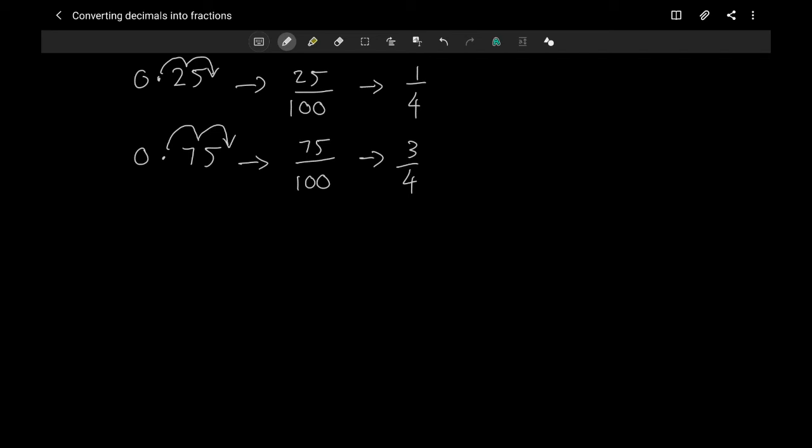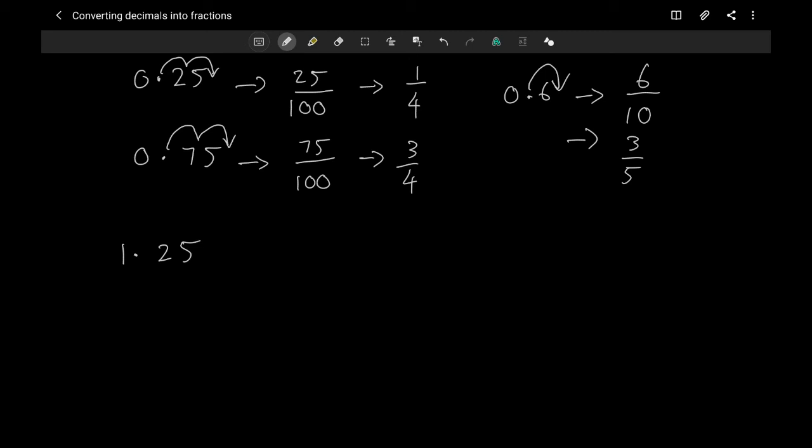So now I want you to have a go. I want you to convert 0.6 into a fraction. How did you go? How many spaces did you have to move? That's right. You only had to move one spot. So the numerator is 6. And because you've only moved the decimal point one spot, the denominator becomes 10. And if we simplify 6/10, that becomes 3/5.